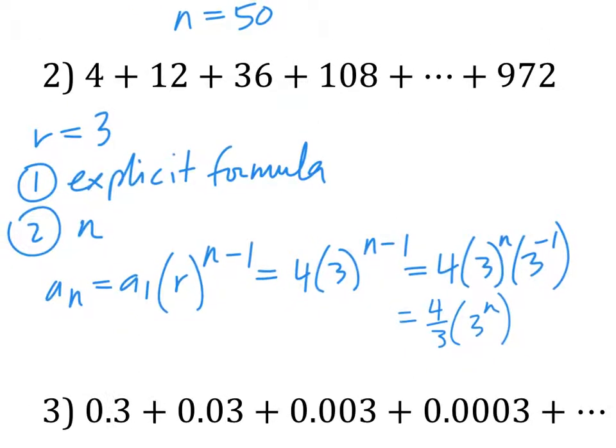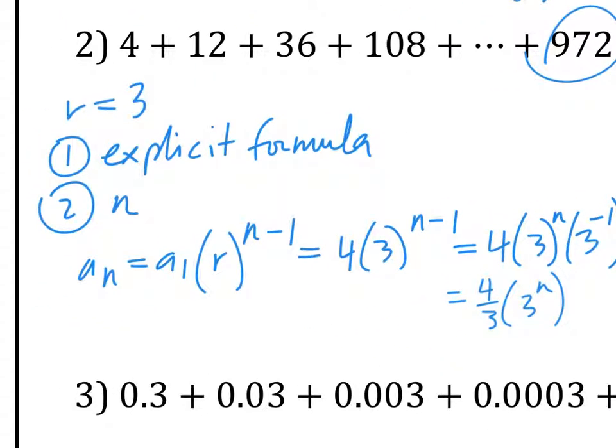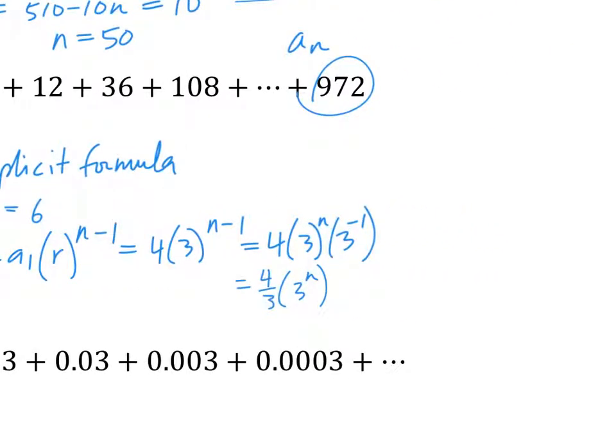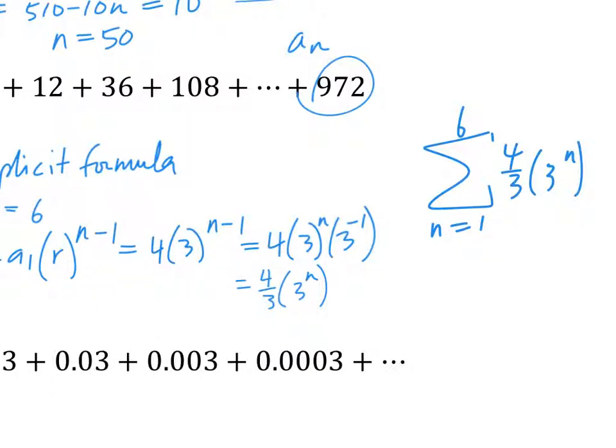All right, let's have you guys figure out how many term numbers there are and write the formula. All right, so there are, in this case, 6 numbers. So this formula is going to be 4/3 times 3 to the n from n equals 1 to 6. Good?